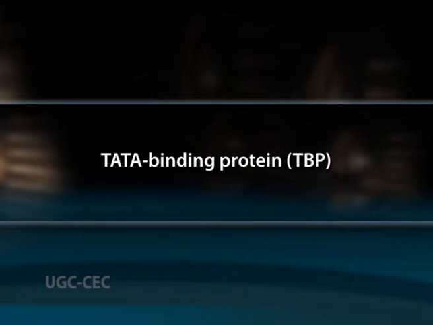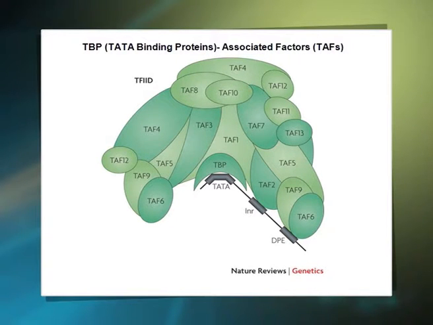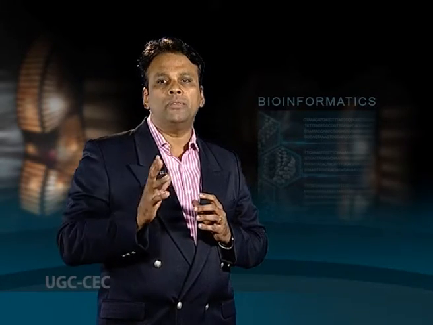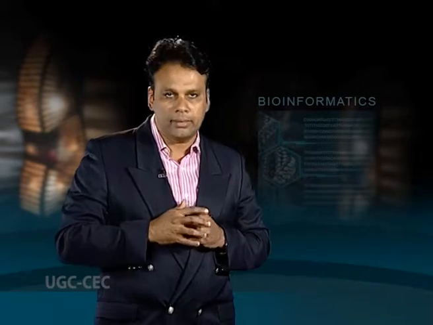Tata binding protein, TBP. The TBP is a general transcription factor that binds specifically to a DNA sequence called the Tata box. This DNA sequence is found about 30 base pair upstream of the transcription start site in some eukaryotic gene promoters. It is estimated that only 10 to 20% of human promoters have Tata boxes. Tata binding proteins associated factors is a part of TF2D multimeric protein complex that in turn makes up part of the RNA polymerase II pre-initiation complex.